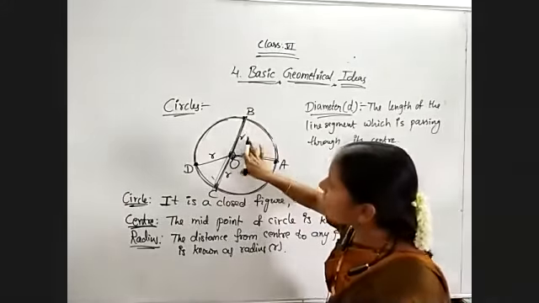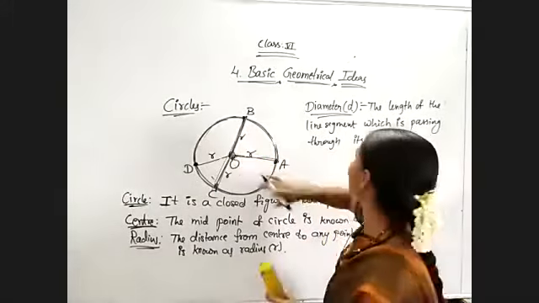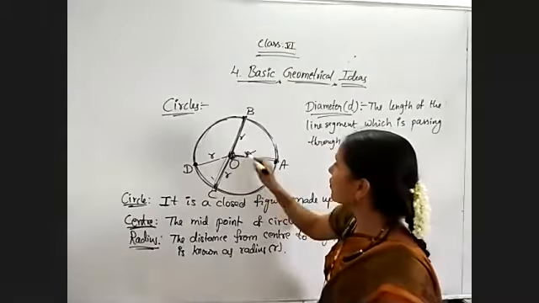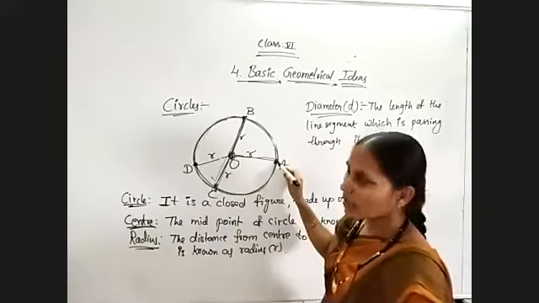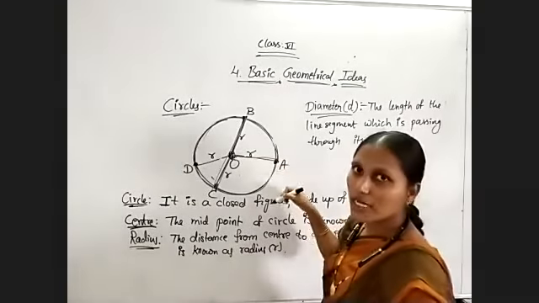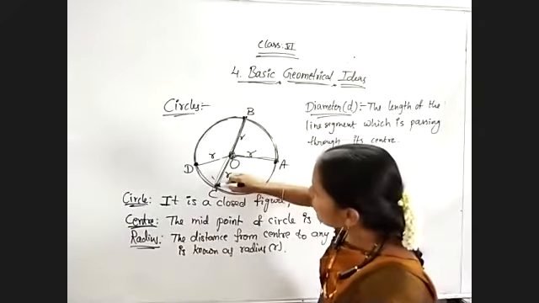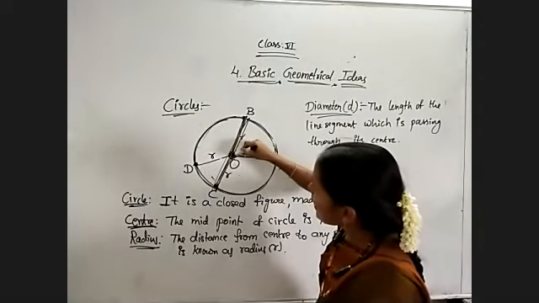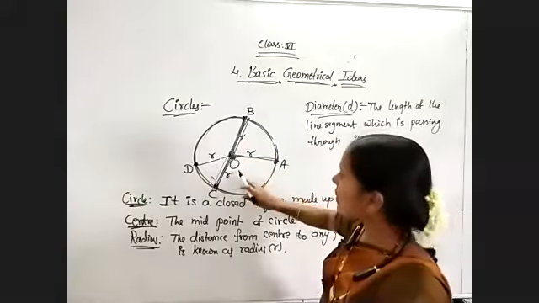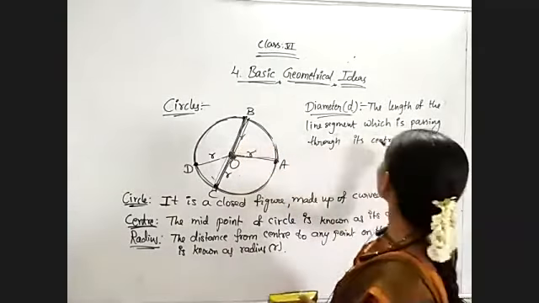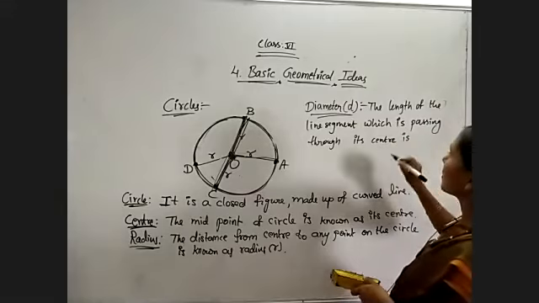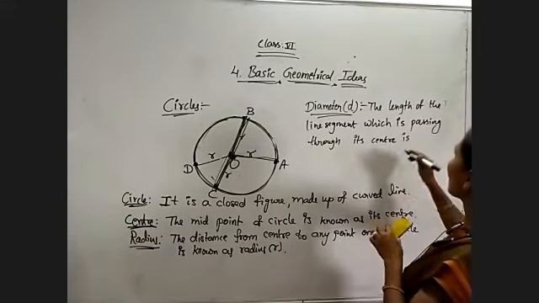So twice the radius is equal to the diameter. Just observe: the distance from the center to any point on the circle is known as the radius. The length of the line segment which is passing through its center is known as the diameter.